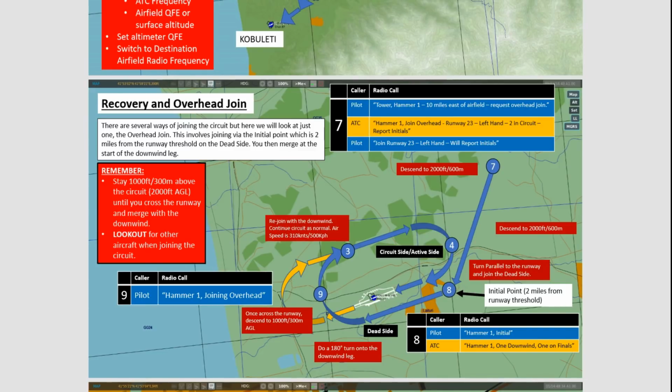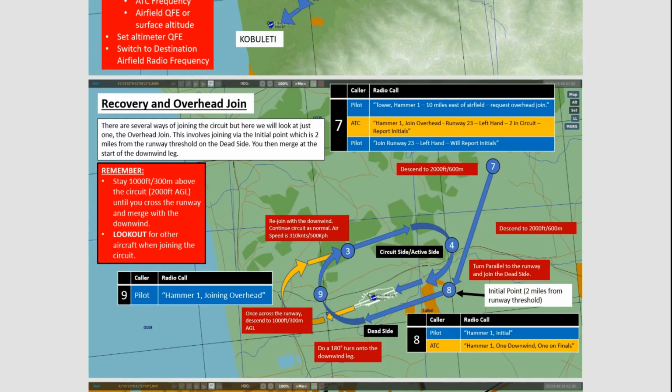So to go through the radio calls for this, first of all, you're just going to let the tower know what you're intending to do, and then they're going to give you permission to do it. So, Hammer 1, 10 miles to the east of the airfield, let them know where you are, request overhead join. And then tower is simply going to say, join overhead, and then they'll give you some information. It's runway 23, left hand, 2 in circuit, report initials. So they're telling you the active runway is 23, it's a left hand circuit, there's 2 people in the circuit, and just let us know when you reach initials. With the read back, you just want to read back the important information, which is runway 23, left hand, and tell them you're going to report initials.